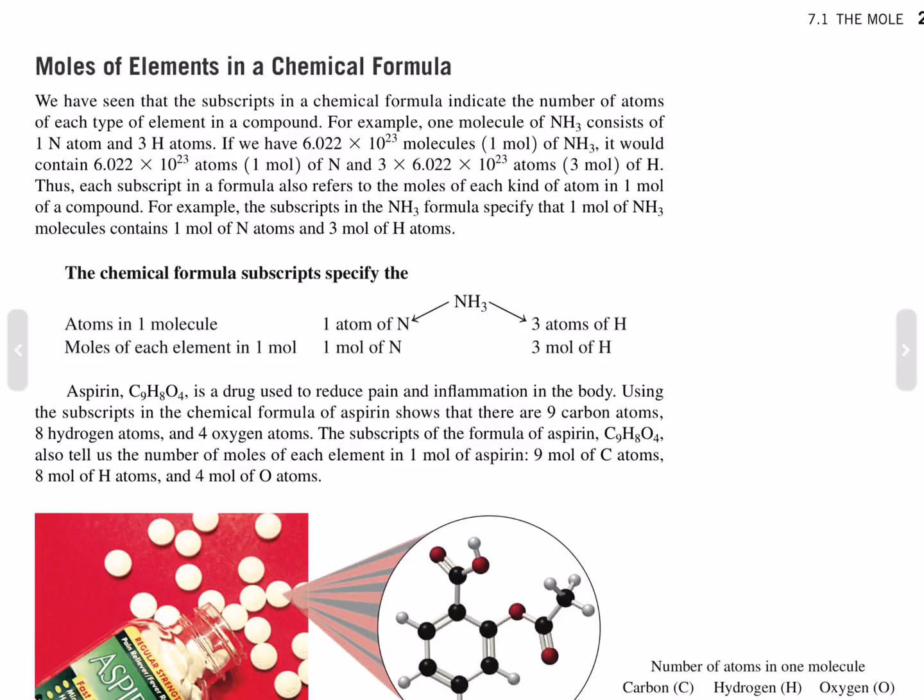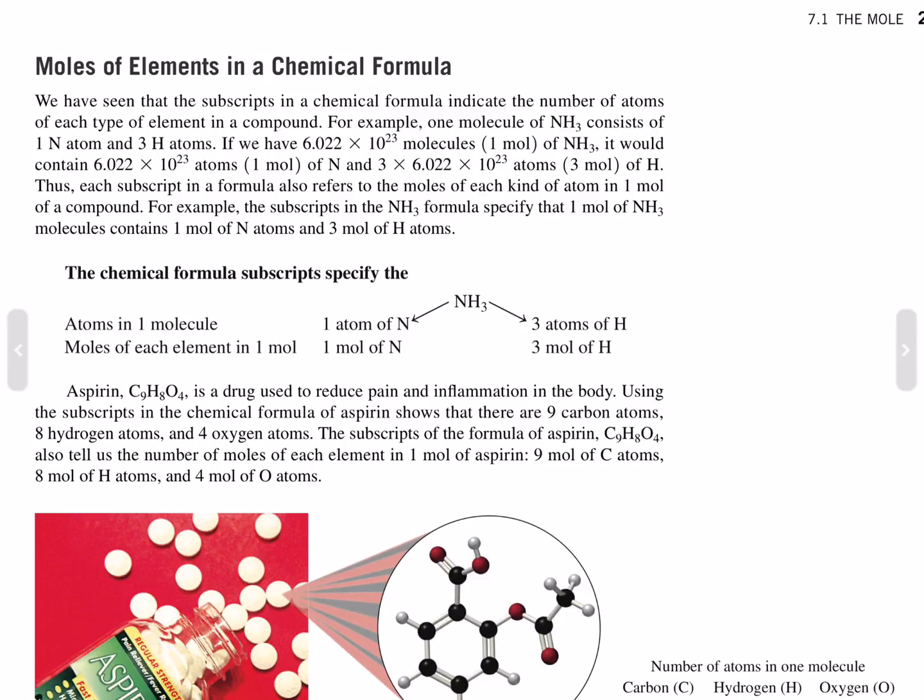Moles of elements in a chemical formula. We have seen that the subscripts in the chemical formula indicate the number of atoms of each type of element in the compound. For example, 1 molecule of ammonia consists of 1 nitrogen atom and 3 hydrogen atoms. If we have 6.022 times 10 to the 23rd molecules, or 1 mole of ammonia, it would contain 6.022 times 10 to the 23rd atoms, or 1 mole of nitrogen, and 3 times 6.022 times 10 to the 23rd, or 3 moles of hydrogen. Thus, each subscript in the formula refers to the moles of each kind of atom in 1 mole of a compound.